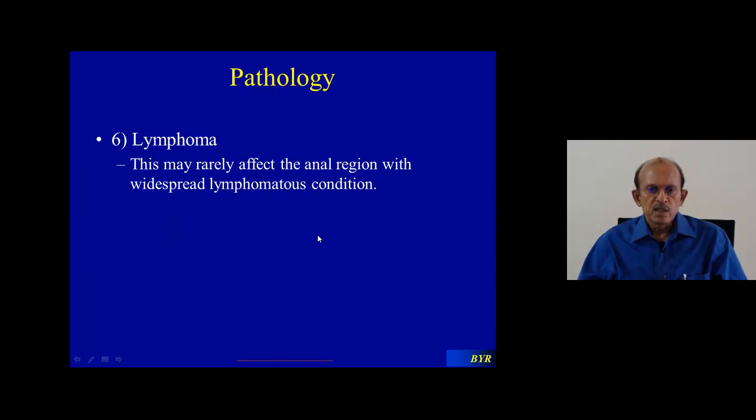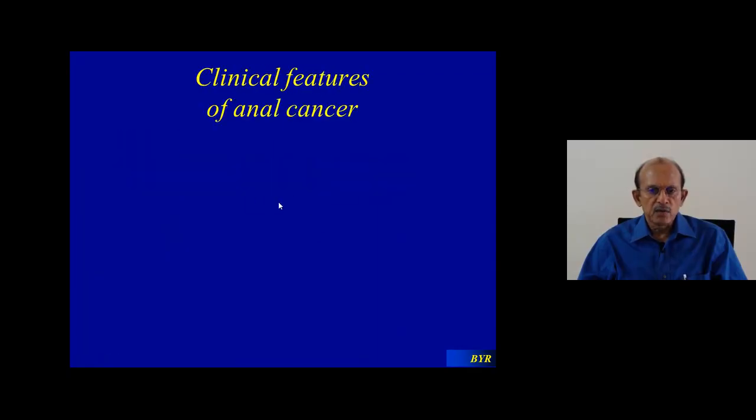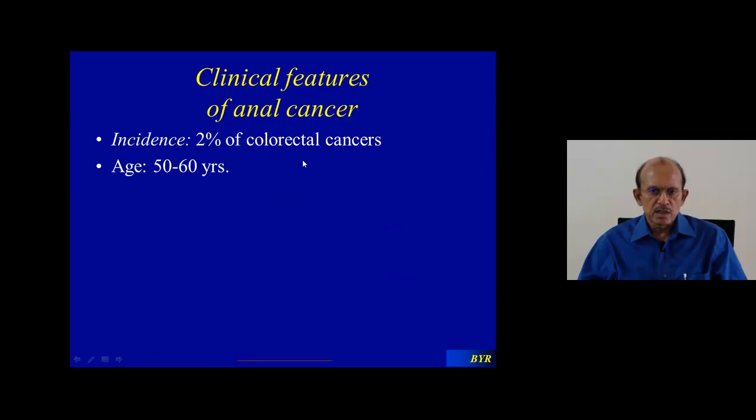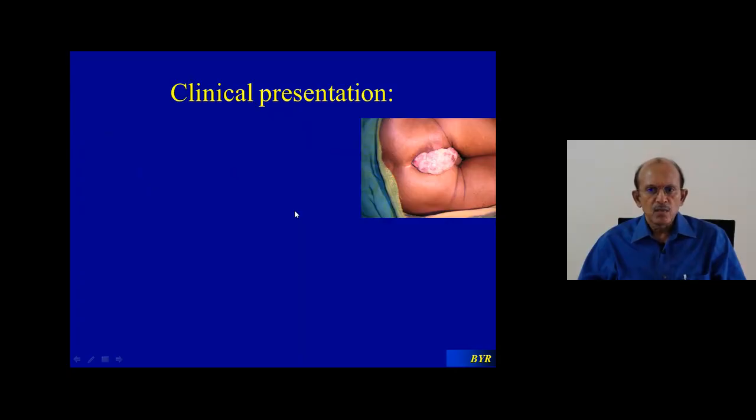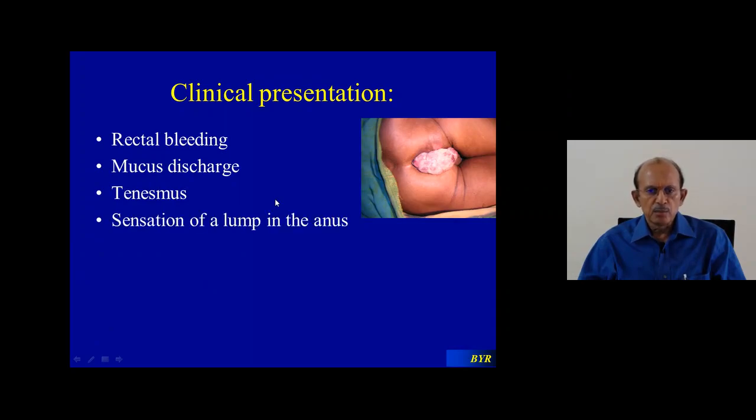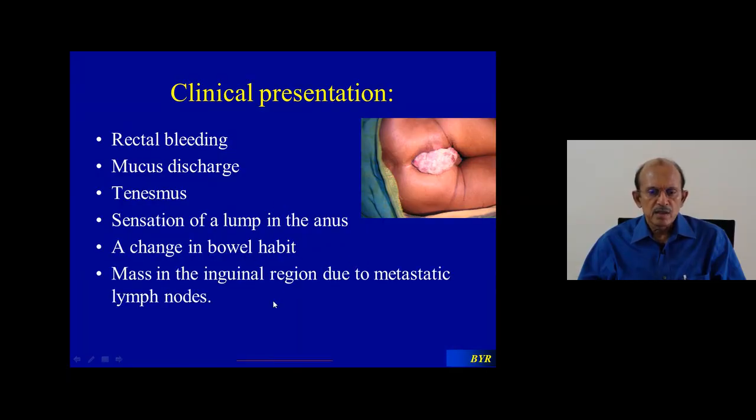Lymphomas may rarely affect the anal region with widespread lymphomatous condition. Clinical features: incidence is 2% of colorectal cancers, age 50 to 60 years. Clinical presentation: rectal bleeding, mucous discharge, tenesmus, sensation of lump in the anus, a change in the bowel habit, mass in the inguinal region due to metastatic lymph nodes.